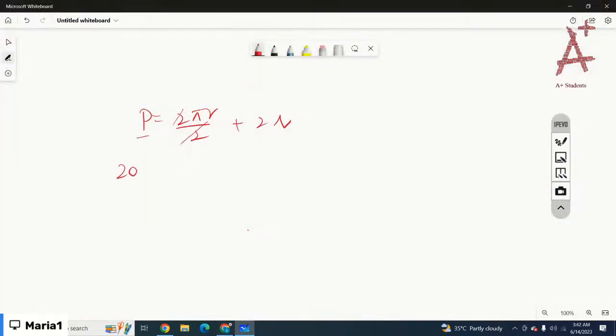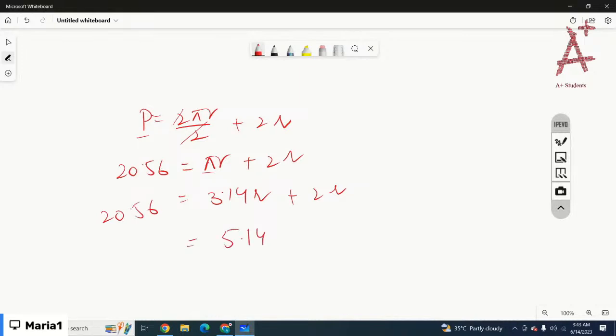So P is 20.56 equals pi r plus 2r. Pi has the value 3.14, so 3.14r plus 2r. When you add them, it would be 5.14r equals 20.56. So you have to divide both sides by 5.14. 20.56 divided by 5.14 is 4. That means the radius is 4.